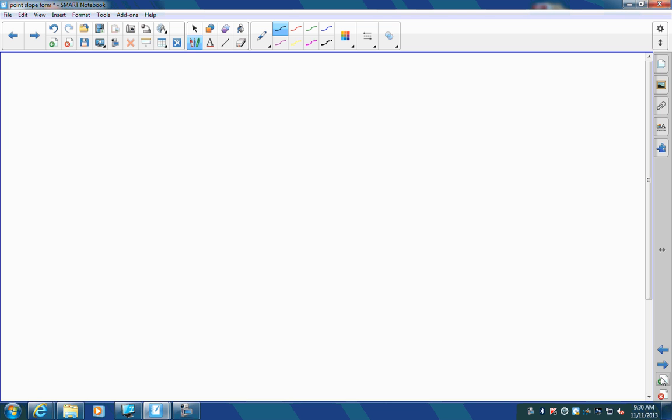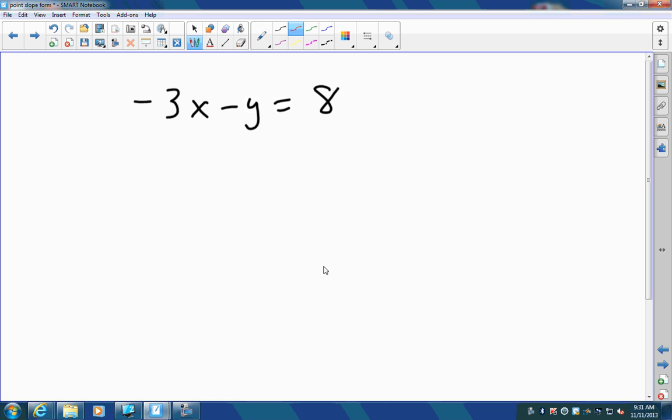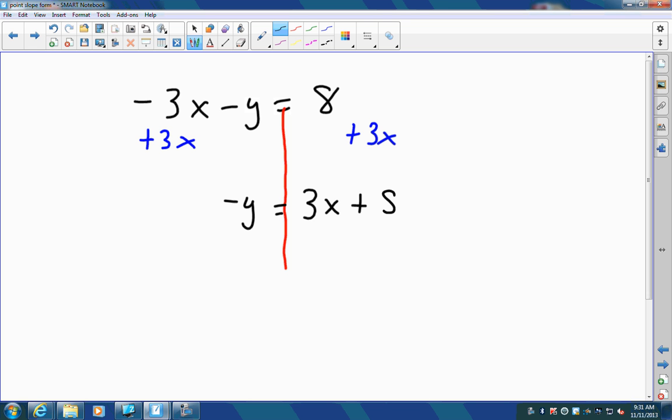Let's practice one more. I've got this one in standard form. Please rewrite this into slope-intercept form. Do that now, please. Now remember, you need to move the negative 3x to the other side, so I add 3x to each side. Do not forget the negative in front of the y. So I have negative y equals 3x plus 8.